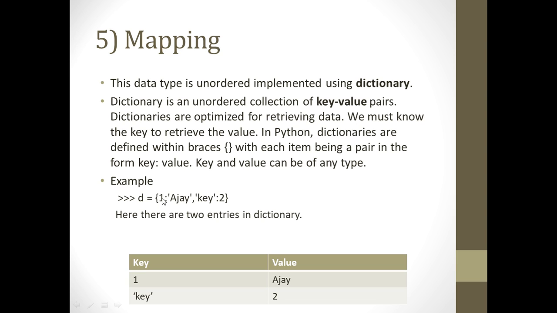So if you take 1 colon Ajay, now here 1 is the key and Ajay is the value. Key colon 2, 2 is the value, and the key in single quotes, which is a string, becomes a key here. So there are two entries in the dictionary. One is the key is 1, value is Ajay, and the other entry is key within single quotes and the value is 2.